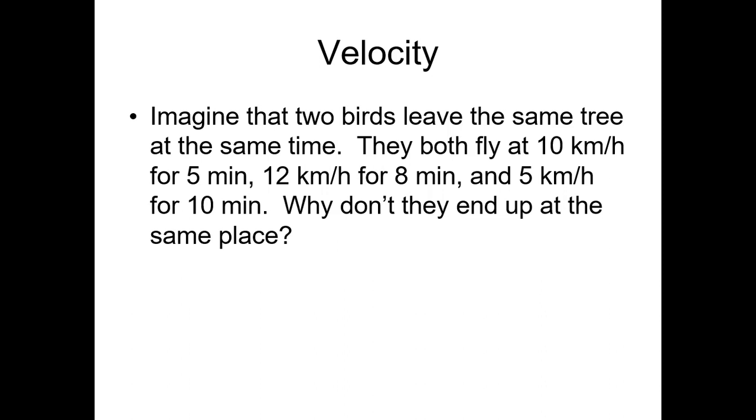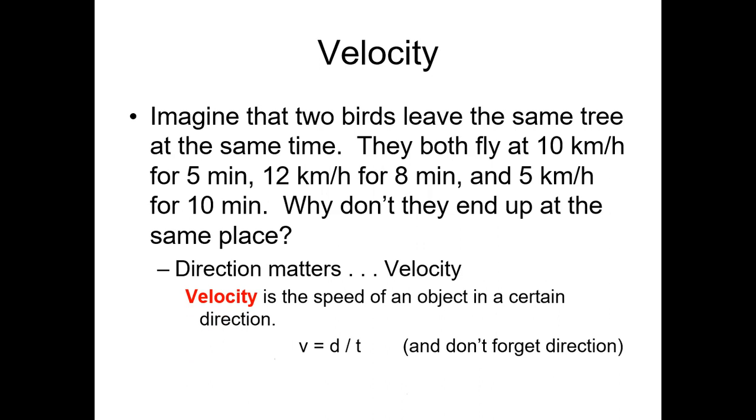Let's say they don't end up in the same place. Why don't they end up in the same place? Well, they're birds. They're flying. They're not taking a road or something like that. They're probably going different directions. And that's the key with velocity. Direction matters. So velocity is just the speed of an object in a certain direction. So fairly simple, speed in a certain direction.